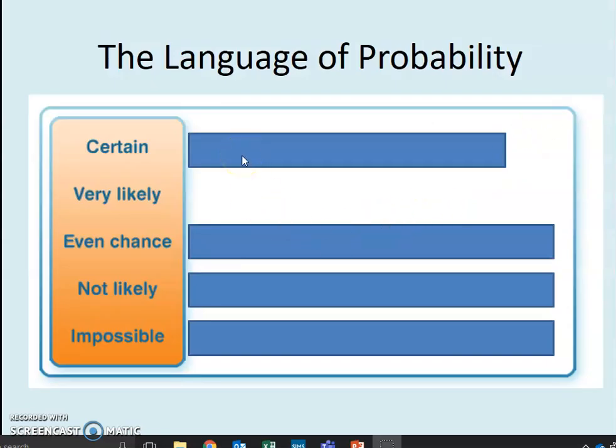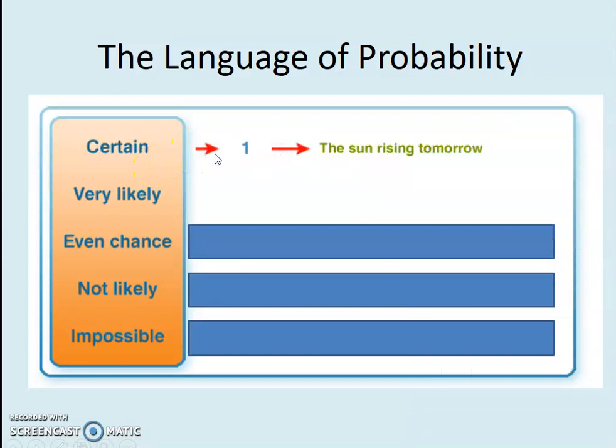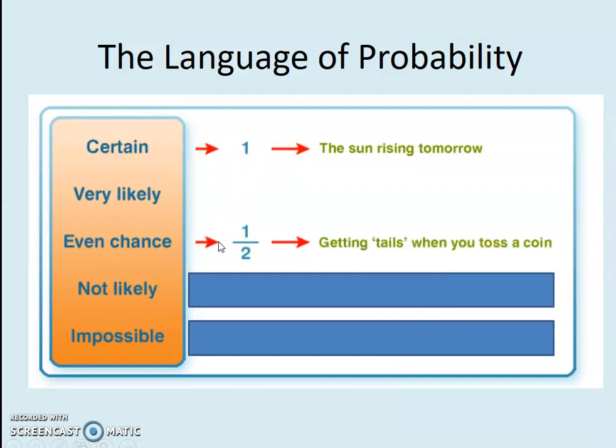Now we will see some examples which show these probability words. Certain. The sun rising tomorrow. That is certain. That will anyhow happen. So it is having a probability of 1. Even chance. Getting tails when you toss a coin. When you toss a coin, there are 2 possibilities: getting a head, getting a tail. If that is a proper, fair coin, getting a head or a tail both have an even chance. And what is the probability there? 1 by 2 or 0.5 or 50%.